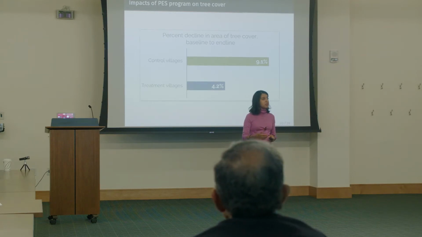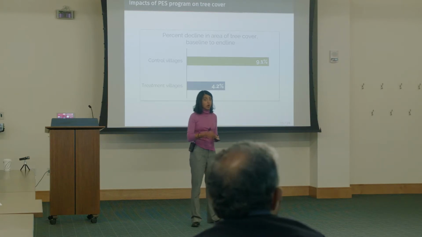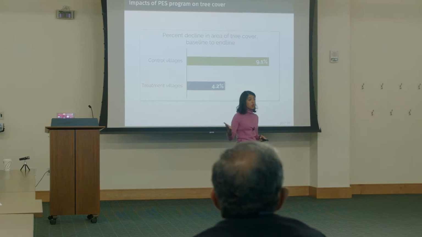So what happened in the treatment villages? There was still net loss of trees. It was just much lower. It was 4.2% loss rather than 9.1%. I'm going to come back to the effect size because that's big. It's halved it, and that's certainly not less than the sign-up rate, and in fact it's higher than the sign-up rate.